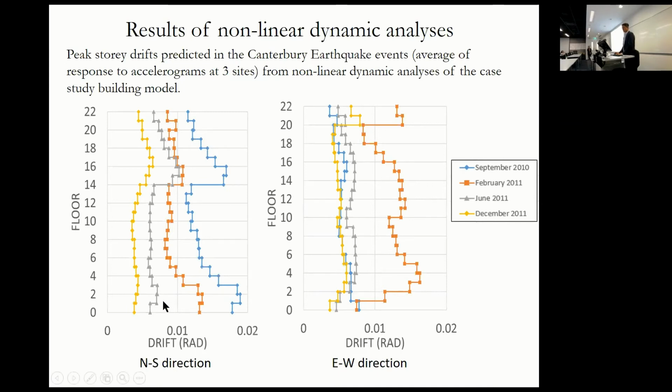In the north-south direction here, the September 2010 event seemed to cause the biggest drifts of close to 2%. The February 2011 event caused over 1%, and again close to 2%, so 1.5%. And an interesting distribution of drift demands up the height as well. And when we looked at damage, those drift distributions tended to correspond pretty well with where they reported damage in the links of the EBFs.